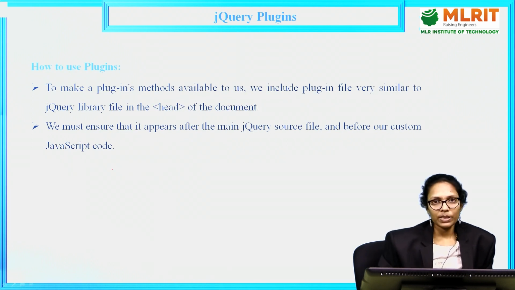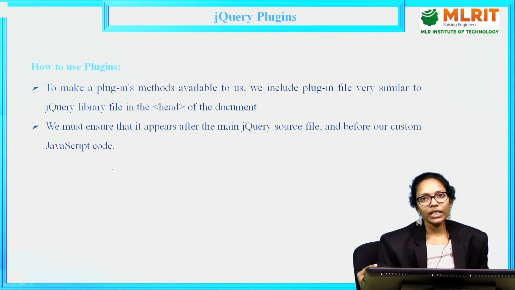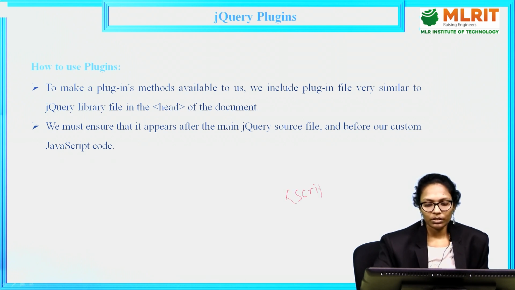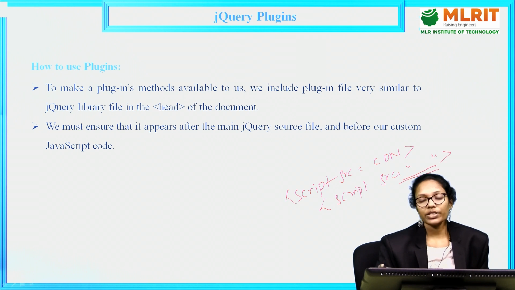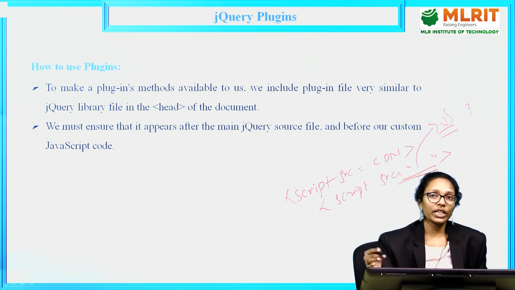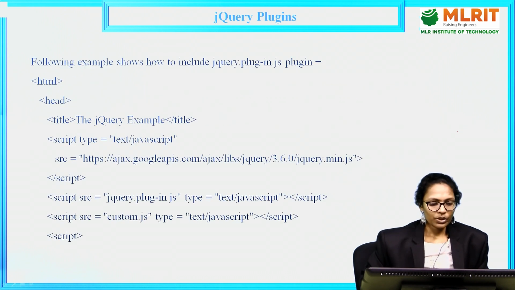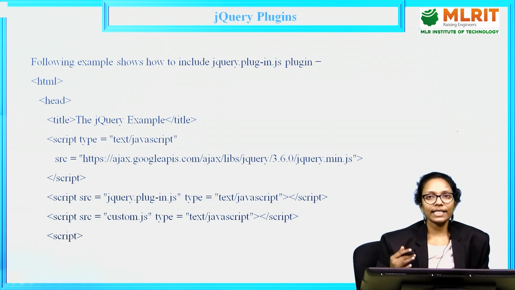So, how to use a plugin? Generally, to use the jQuery library, in the header section you include the script part, with script source equal to the CDN link. In the same way, you should also write script source equal to your JavaScript file. What does this JavaScript contain? In this JavaScript, you are creating a plugin, your own function. How to create that function, we will see.